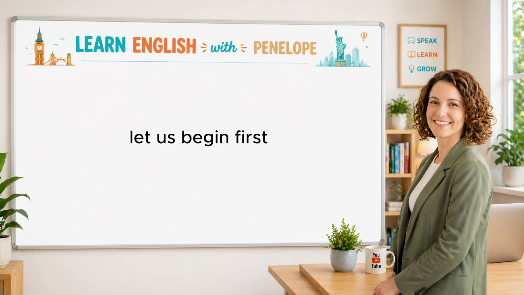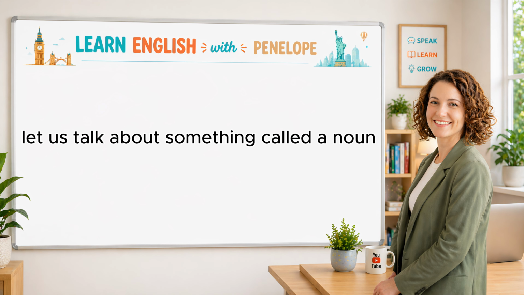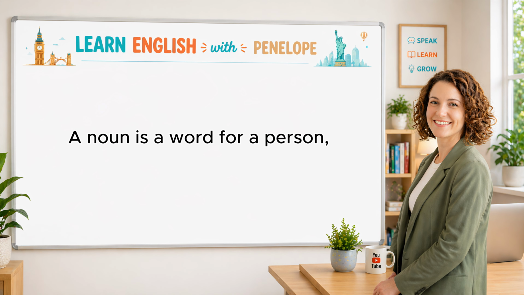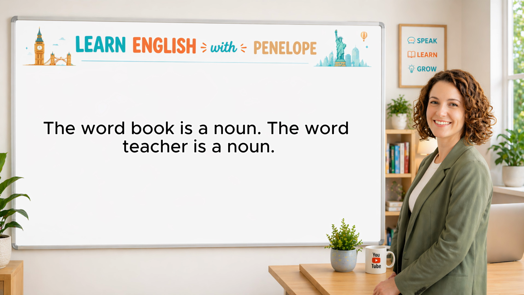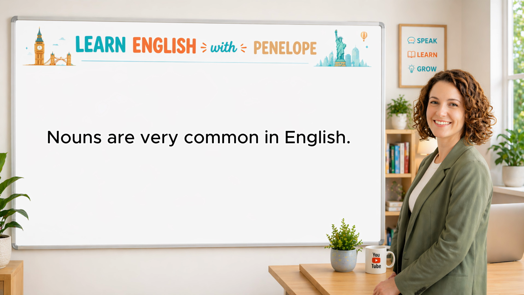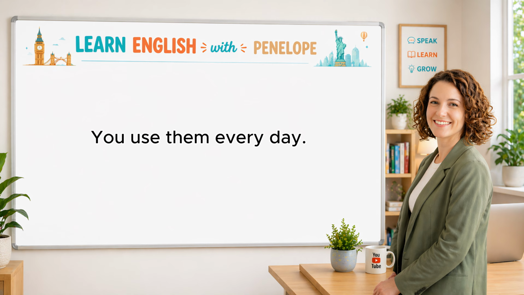Let us begin. First, let us talk about something called a noun. A noun is a word for a person, a place, or a thing. For example, the word dog is a noun. The word book is a noun. The word teacher is a noun. Nouns are very common in English. You use them every day.